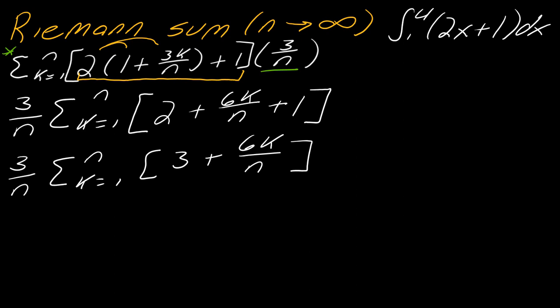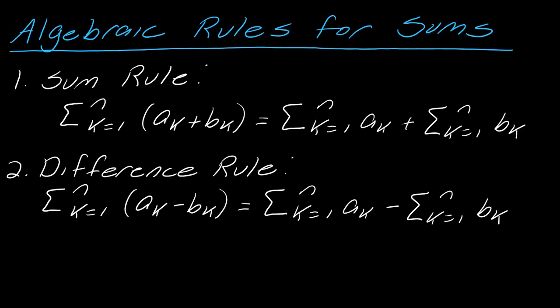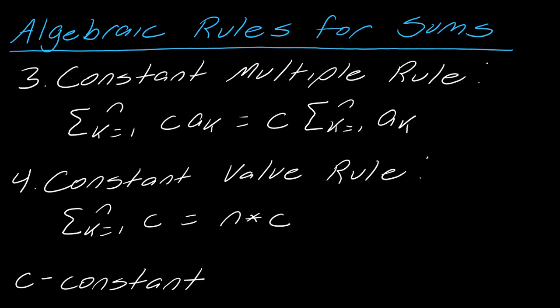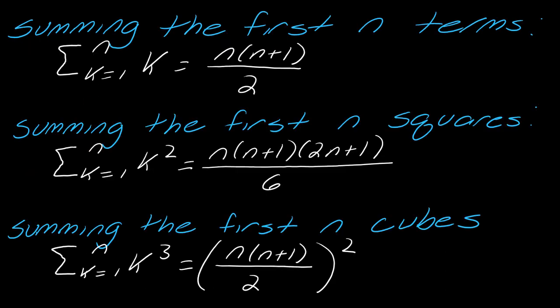And now we've got to think about what we know about Riemann sums. So let me show you a couple of helpful things. These are algebraic rules for sums, and you can pause the video if you need to write any of these down. I've covered these in depth in other videos, so I'm not going to go through them again, but I figured it might be helpful to point some of this out. We already used the constant multiple rule, bringing the constant out in front. What I need from this is the constant value rule, which is right here. And the other thing I'm going to need is one of these sums here. Let's see if I can pull it up. Okay, so you've got summing the first n terms, n squares, or n cubes.